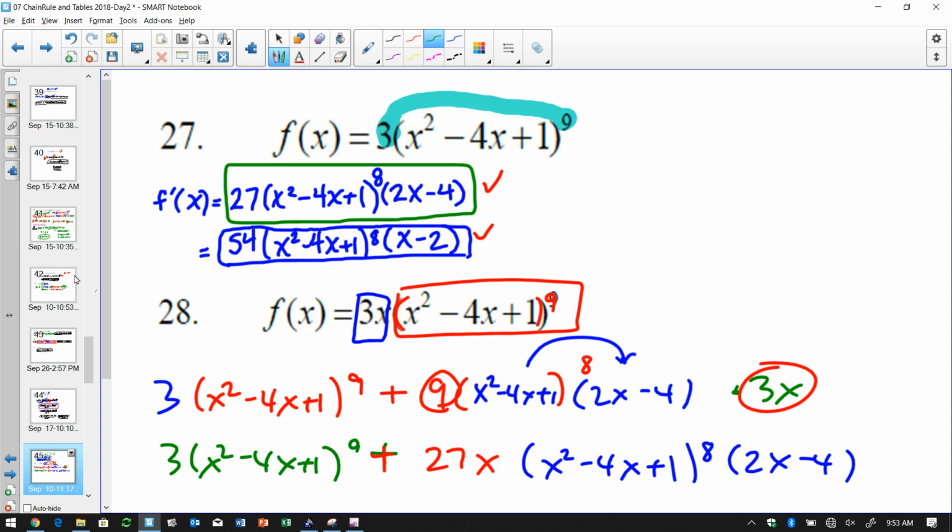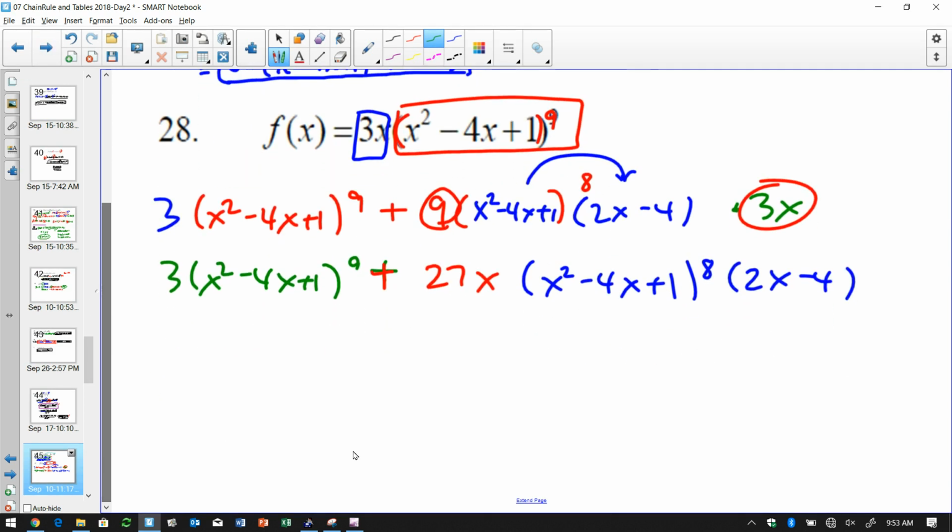And then let's look at 28. 28 is this answer right here. You guys good? No, I didn't get it right. Oh, I distributed the x to the second parenthesis. You can do that if you want. It's just more work. Yeah, that's fine.